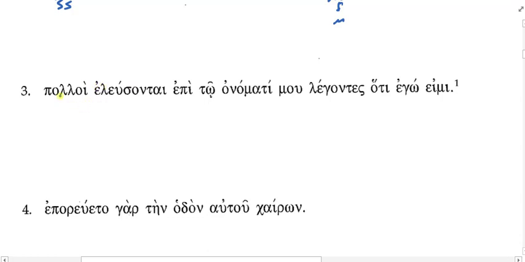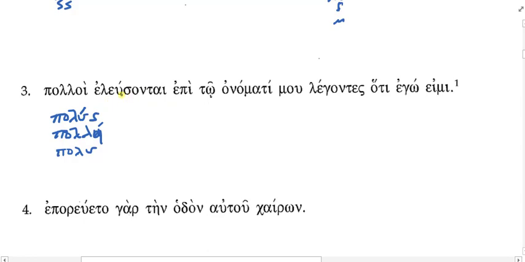Anybody remember the lexical form of polloi? Polus. That's right. Polus. It's been a while since we've seen this. Some of you are saying, I swear I've never seen this before. So that's the masculine singular, the feminine singular, polē. I'm sorry, pollē. It's got the eta. And then the neuter is polu. All right. So polloi eleusontai.